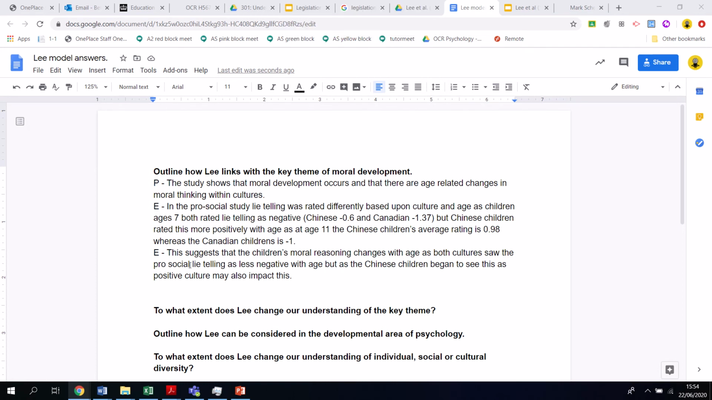So I explain that this suggests that the children's moral reasoning changes with age, as both cultures saw the pro-social lie-telling as less negative with age. But as the Chinese children began to see this as a positive, culture may also impact this. Okay, and that's all you really have to do for that kind of question. This kind of question is usually going to get asked for around 3 or 4 marks.